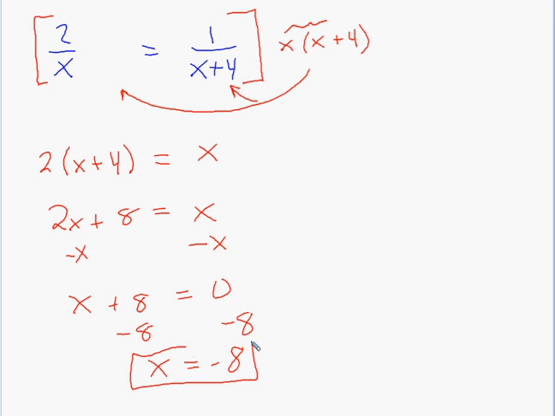Now, we never noted our extraneous answers, so up here, x cannot be 0, and x cannot be negative 4. Why can't it be 0? It can't be 0 because of right here. If x is 0, I have a 0 in my denominator, and I can't do that. So negative 8 is neither of those, so that is fine.